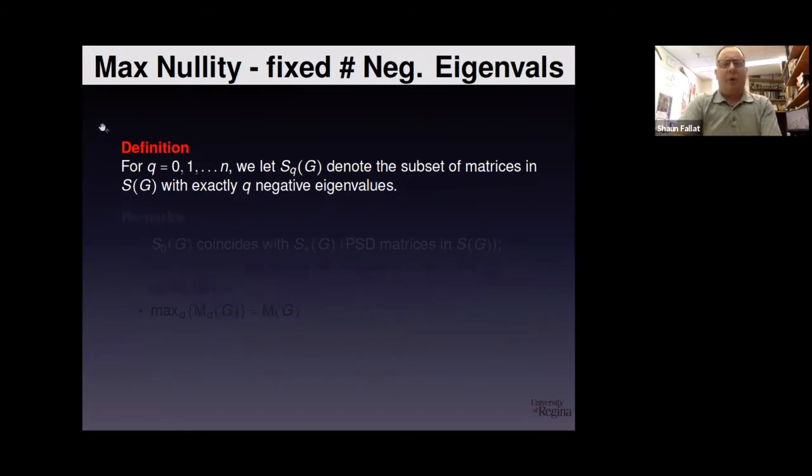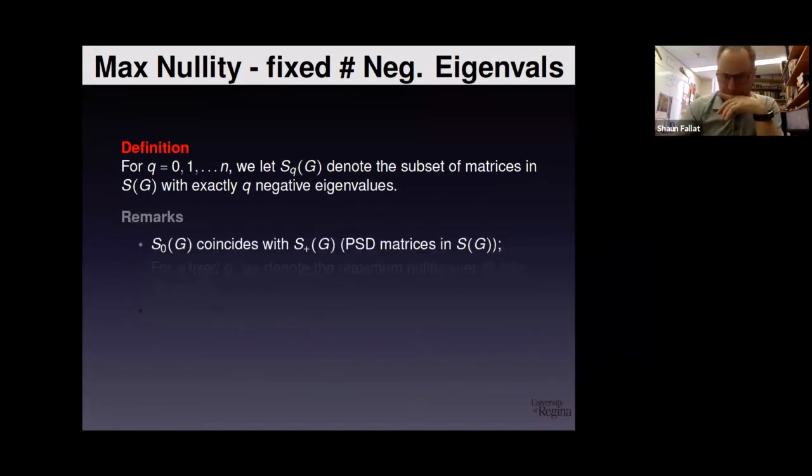Now, more recently, we've decided to partition the set S of G by way of fixing the number of negative eigenvalues. I just spent a little bit of time talking about S plus. Of course, S plus is where you fix the number of negative eigenvalues to be 0. And so the question becomes, what if you fix the number of eigenvalues to be 1 or 2 or 3, or so on? What can you learn from that?